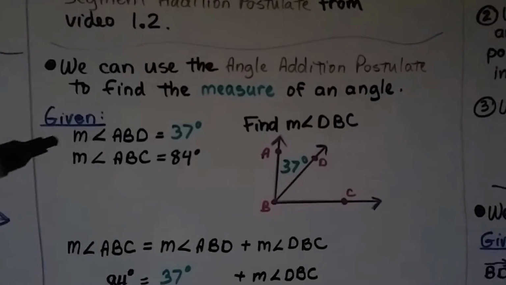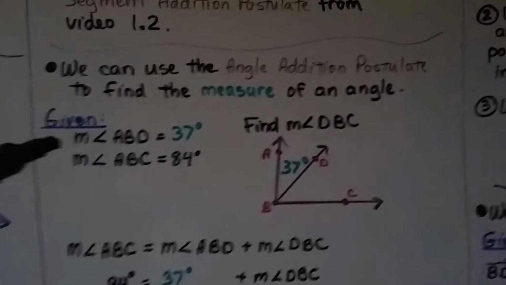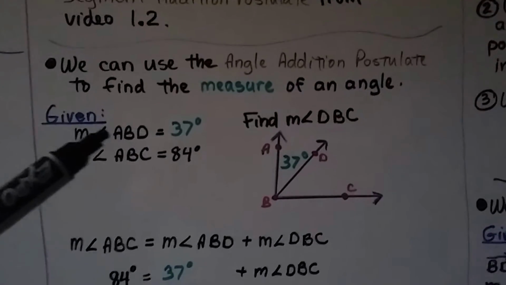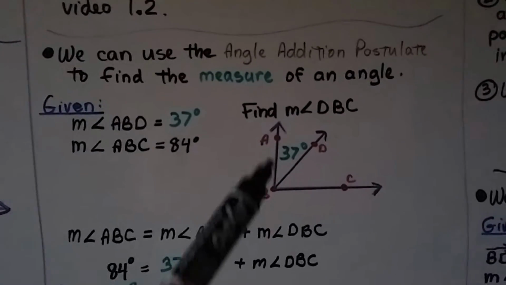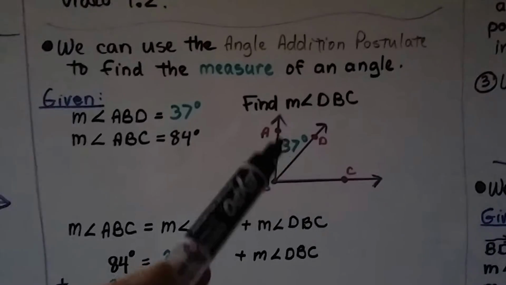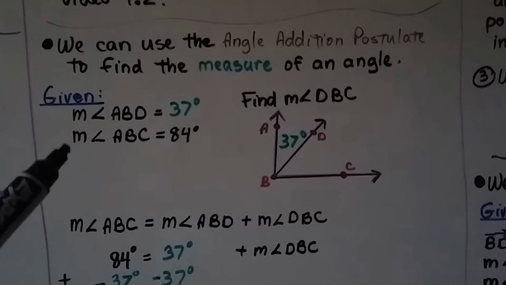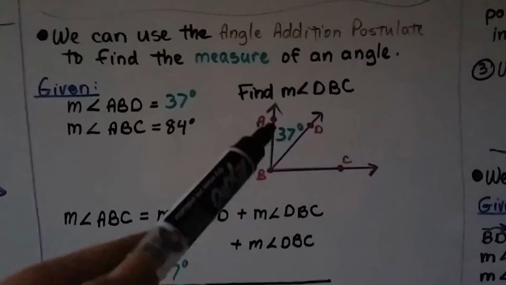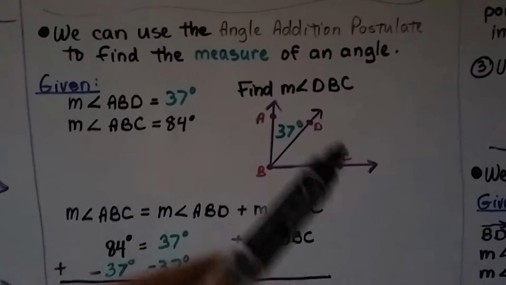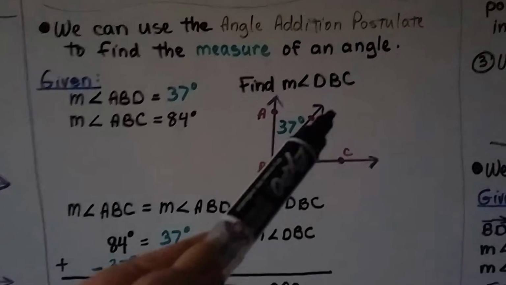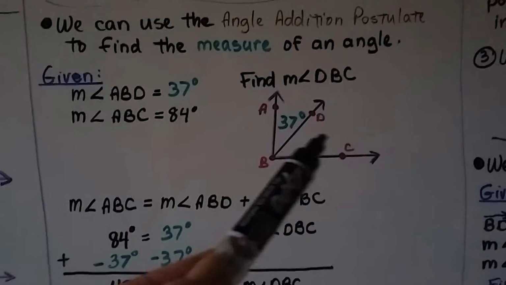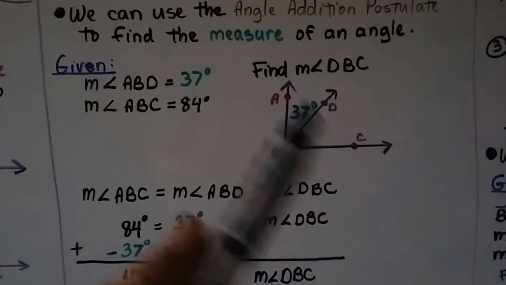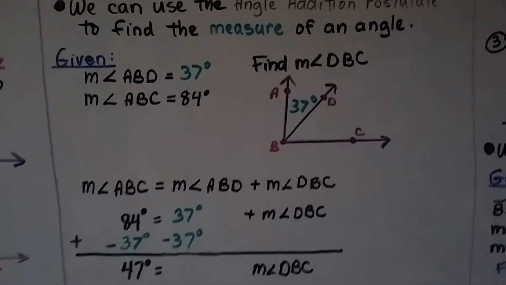So here it's given. That means it's information that they're just handing to us, okay, that we can use. The measure of angle ABD is 37 degrees. ABD, inside of here, is 37 degrees. It also tells us the measure of angle ABC is 84 degrees. ABC. So the whole thing is 84 degrees. It wants us to find DBC, this inside of here. Well, common sense tells us if the whole thing's 84 and that's 37, we could just subtract, couldn't we?